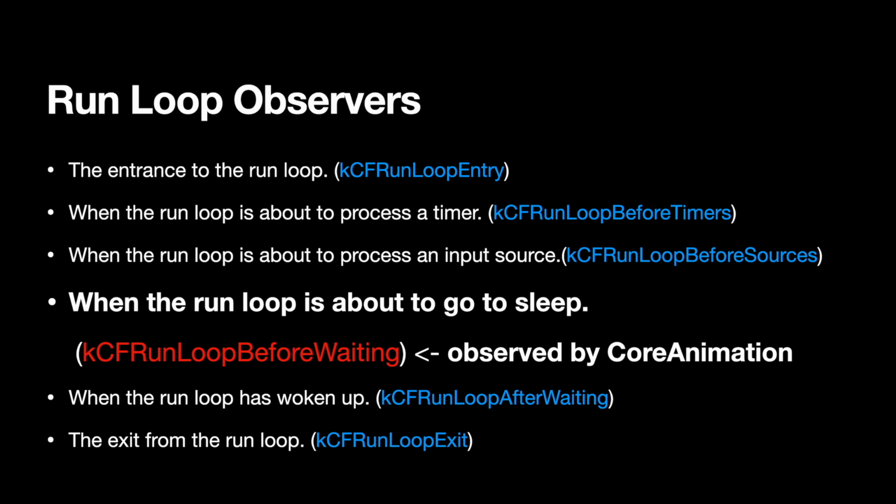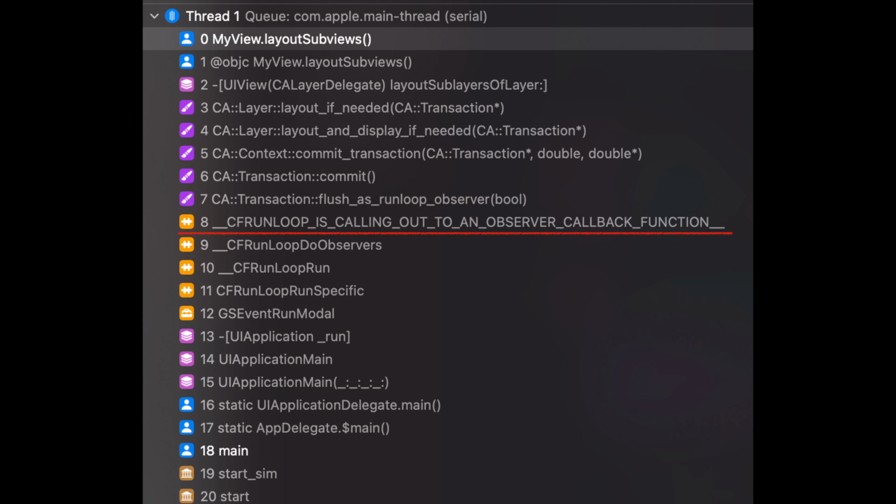Do you remember the runLoop observer events I mentioned earlier? Core Animation observes one of those events of runLoop state. It's the runLoop before waiting event. When this event fires at the end of every runLoop iteration, Core Animation initiates the UI update by committing the CATransaction with all changes to the layer tree grouped together made since the last UI update. If you put a breakpoint in the layoutSubviews method of your view, you will see that it is called from the runLoopObserver callback function by discovering the corresponding function on the call stack.